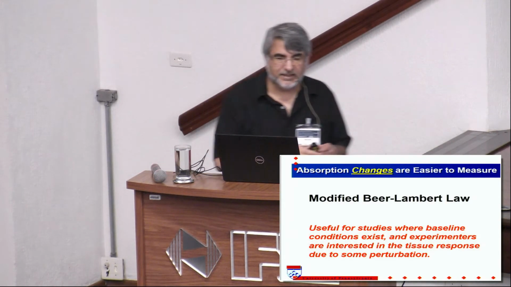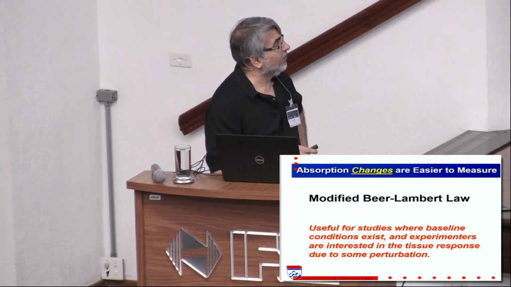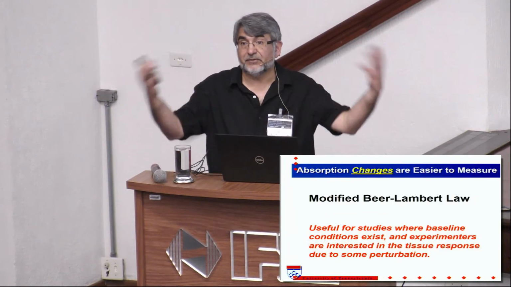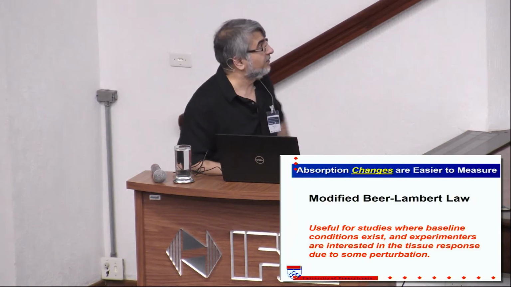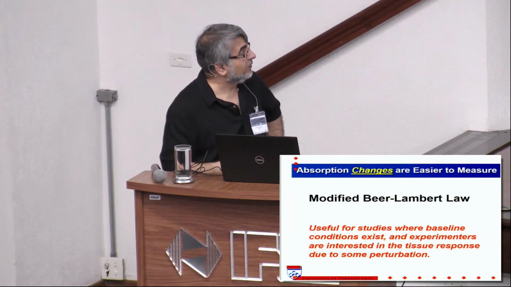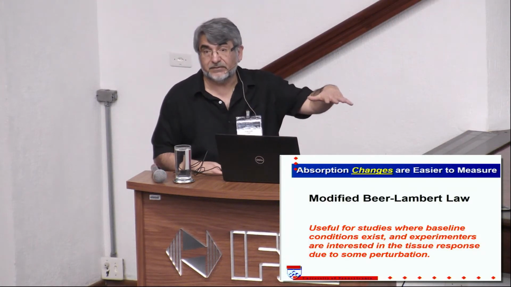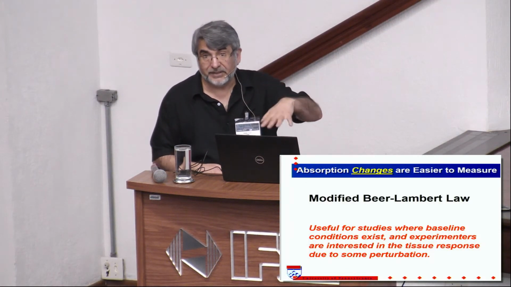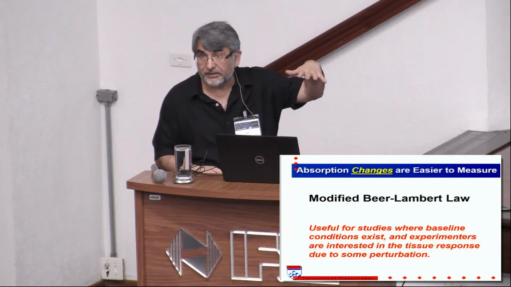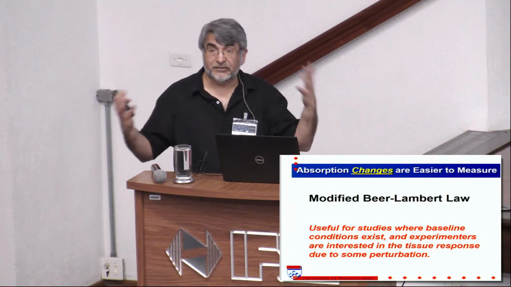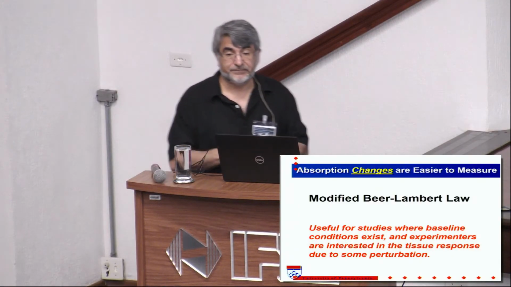So again, just to say it again, the so-called modified Beer-Lambert law is a term that people use to describe this kind of analysis. And again, I just want to mention it's mainly useful in studies where you have a baseline situation and you're comparing the baseline to some functional activation or some injured region compared to non-injured region. There always has to be a comparison, okay?